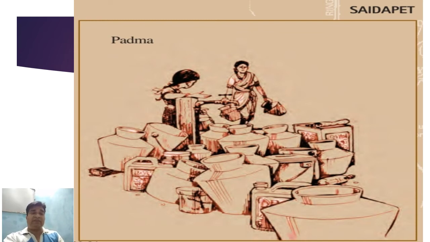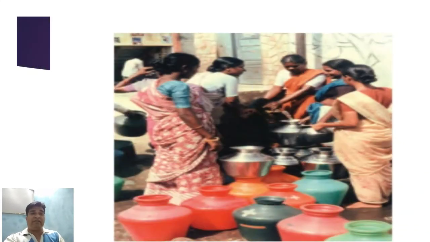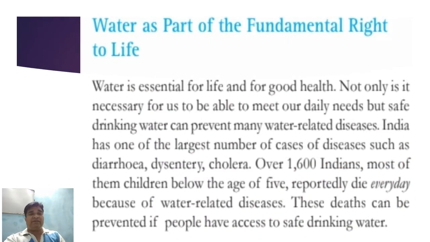You can see in the picture how so many buckets and vessels are crowded together where Padma lives in the slum area, because the water problem is very big. This is another picture showing how the ladies are taking the water, which comes out in a very small amount, and so many are there to take water from it.